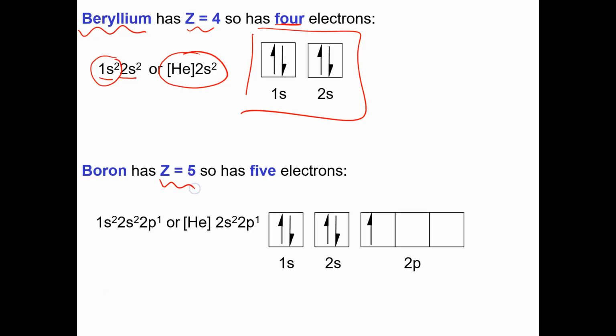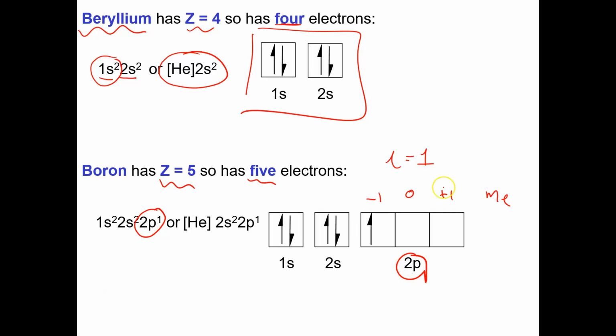Boron has atomic number 5, so it has 5 electrons, and as I mentioned, we're going to need to start the next subshell, which will be the 2p subshell. Now, it's important to recognize that a p subshell has 3 orbitals because the ml values can be -1, 0, and +1 when l equals 1.